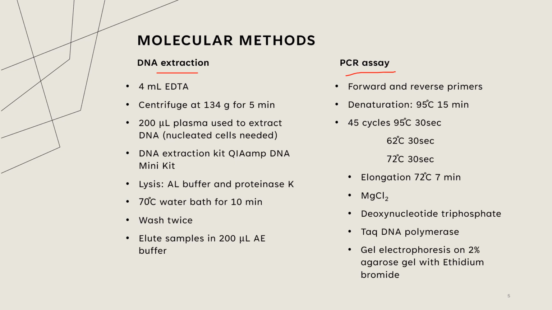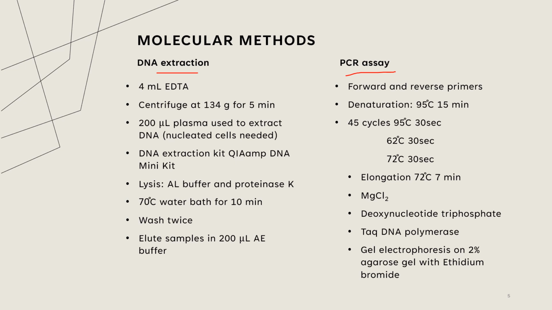For the procedure, they collected 4 ml EDTA blood from the patients and centrifuged it at 134 G for 5 minutes. 200 microliters of plasma were used to extract the DNA. The DNA was extracted using the QIAamp DNA Mini Kit. For the lysis, they used the buffer and proteinase K, left it in a 70 degrees Celsius water bath for 10 minutes, washed twice, and eluted the samples in 200 microliters of AE buffer.